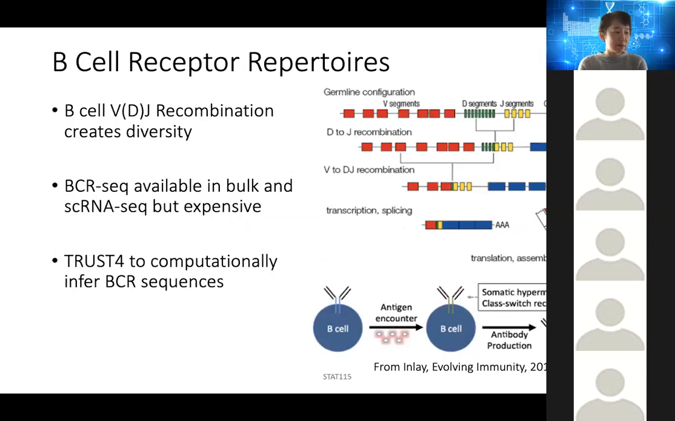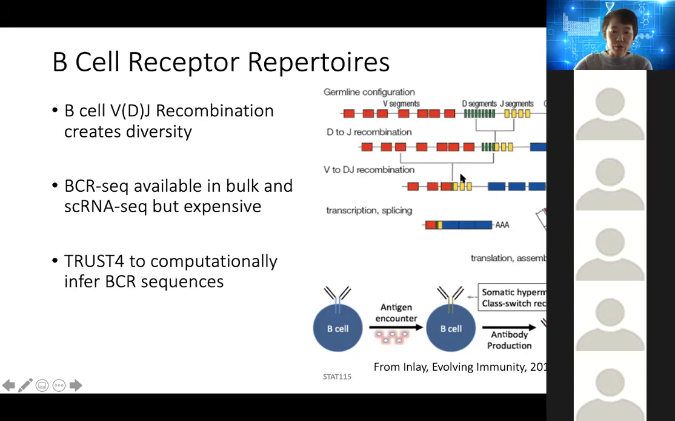B cells make the antibodies for our body. There are receptors also on the cell surface. These are B cell receptors. But if there are signals to release the receptor outside of the B cells, they will be antibodies. So B cell receptor is just, it's still stuck on the cell. And once it's released, it's antibodies.